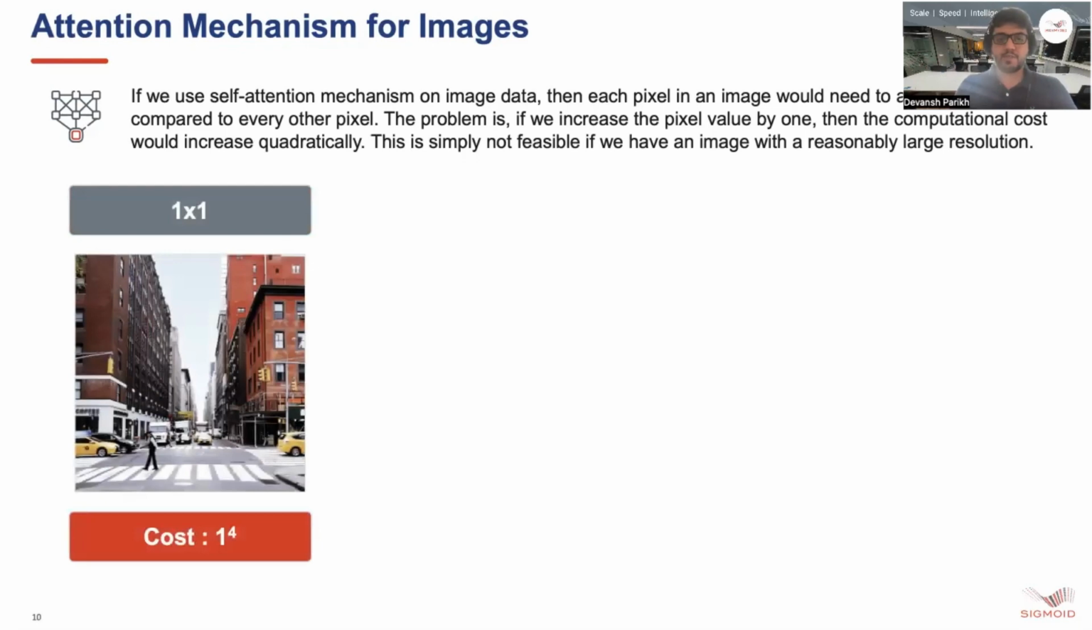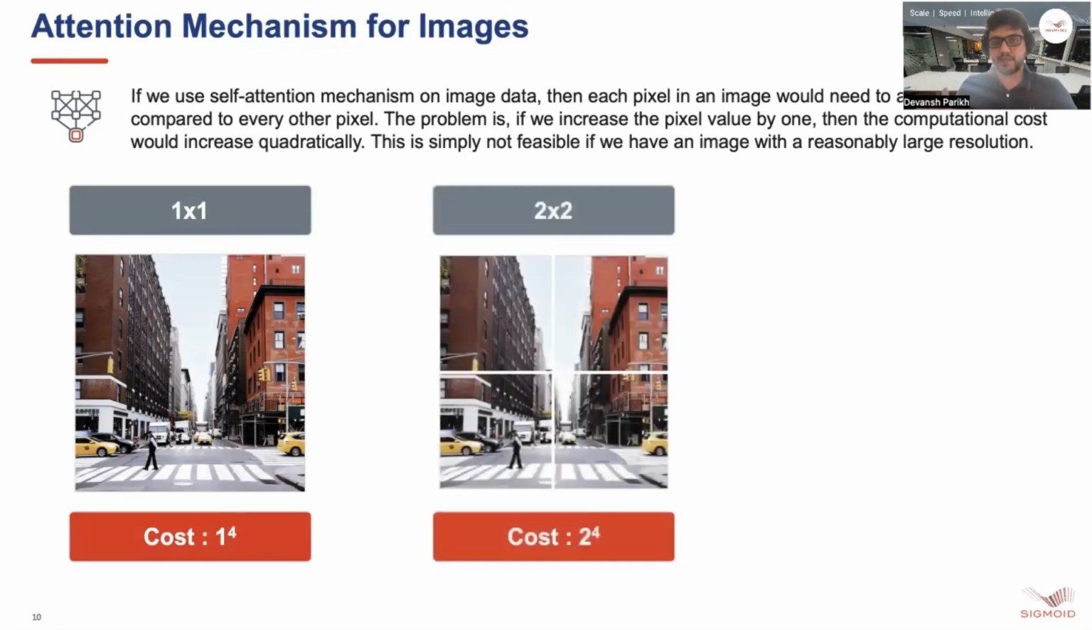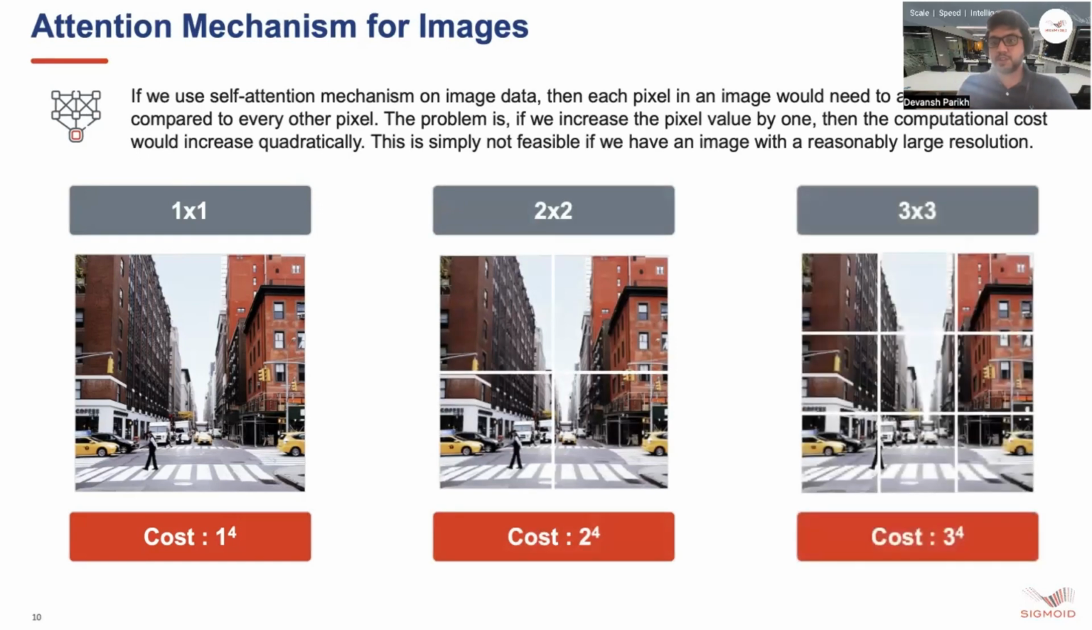So let's say I'm just taking this image as a reference. If I treat this as one single pixel, I just have to check it against itself. If I treat it as a 2x2 grid, the cost goes up. A 3x3 grid, the cost goes up, and so on and so forth. And this becomes very unfeasible when I'm dealing with an image that is even, say, 64x64, like MNIST. So a pixel-to-pixel mapping is not at all possible.